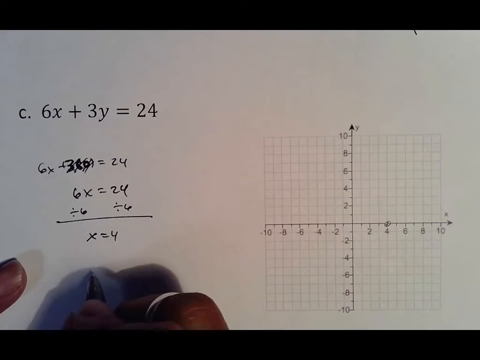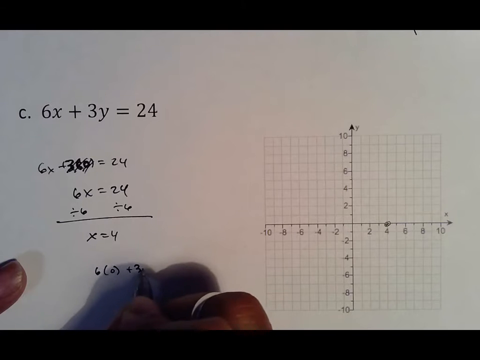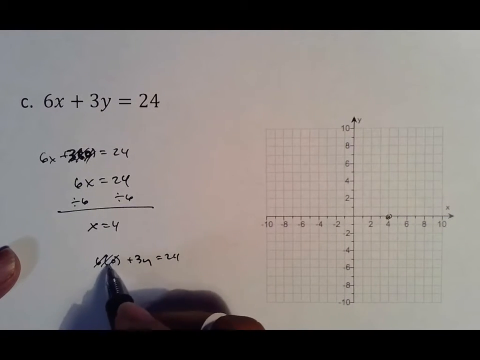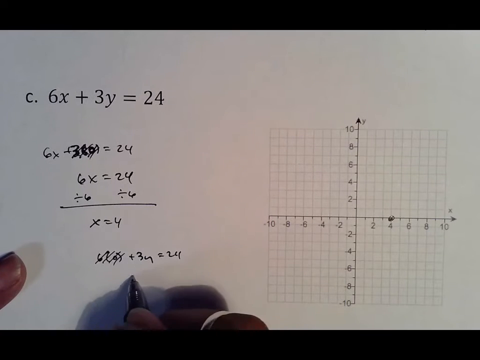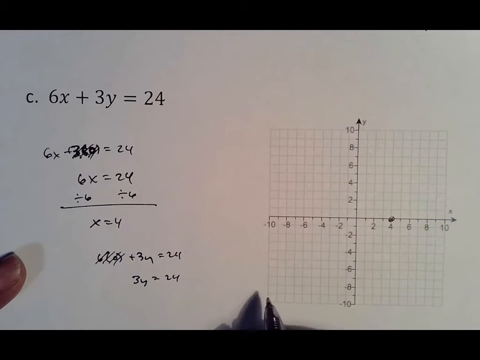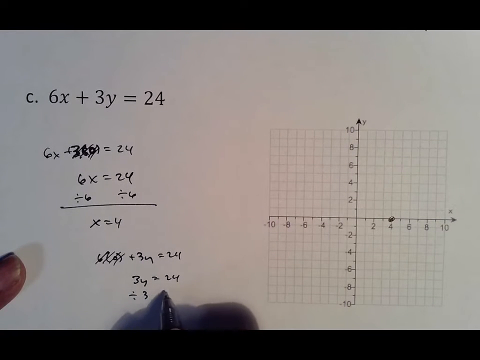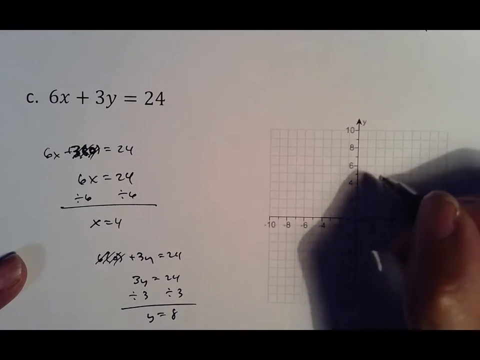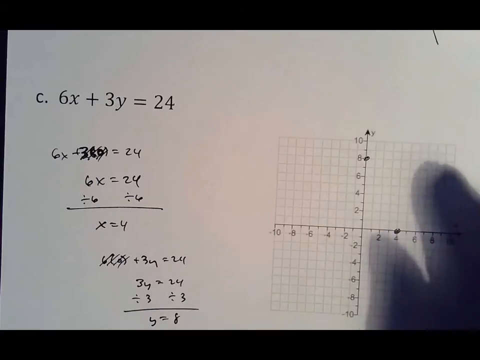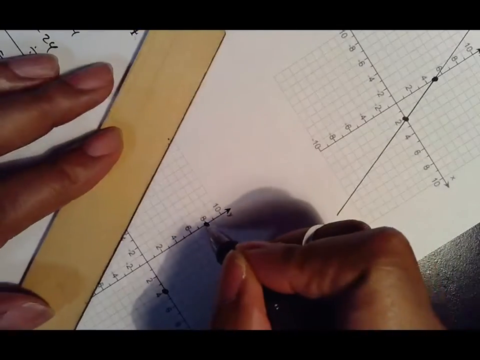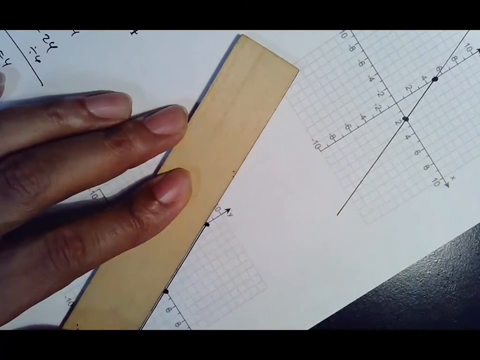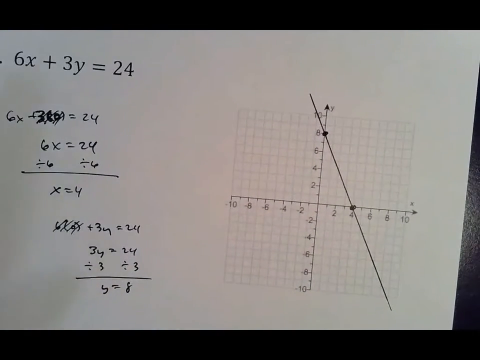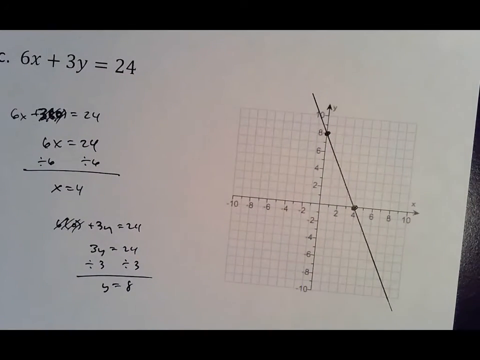I then want the y-intercept, so I do 6 times 0 plus 3y equals 24. 6 times 0 goes away because it equals 0, giving us just 3y equals 24. Divide by 3, divide by 3, and y is 8. So go up to where 8 is. And again, on your computer, once you plot that point, it's going to connect it for you. But if you don't have a computer, you just take a ruler, connect those 2 points, and your job is complete.